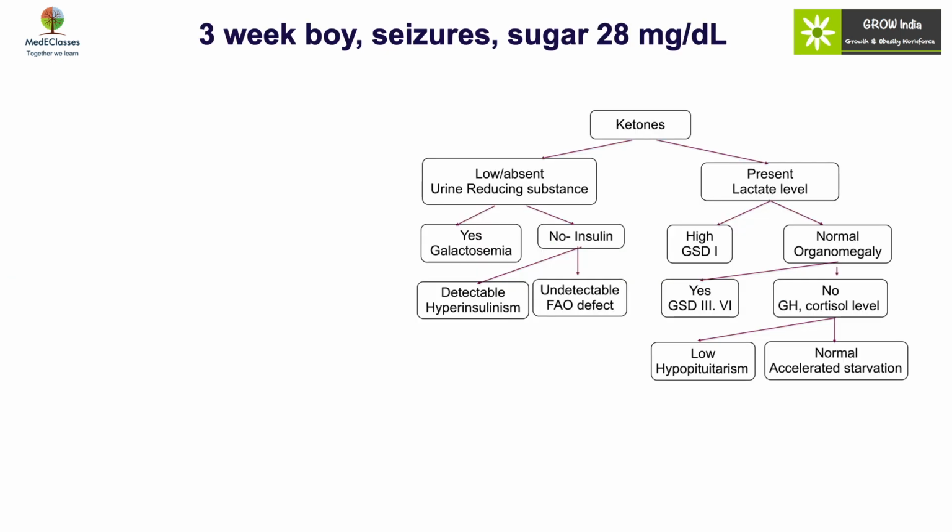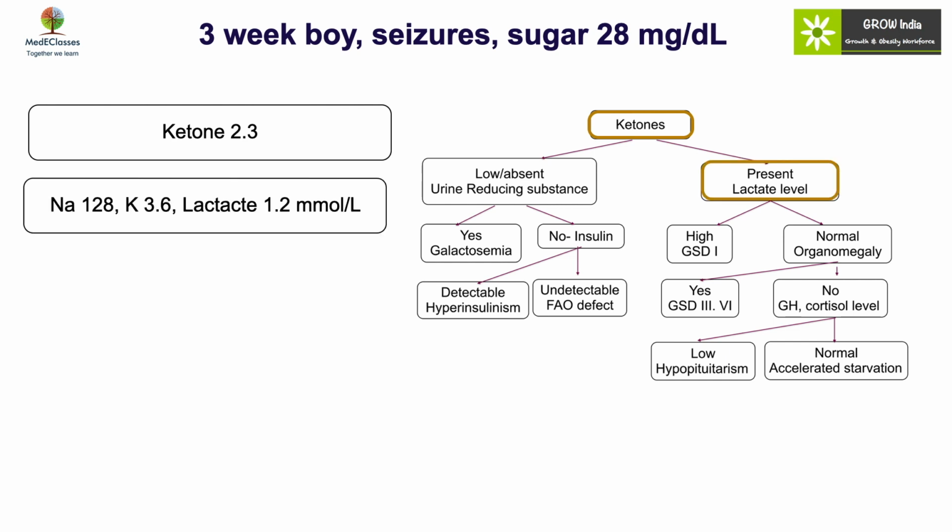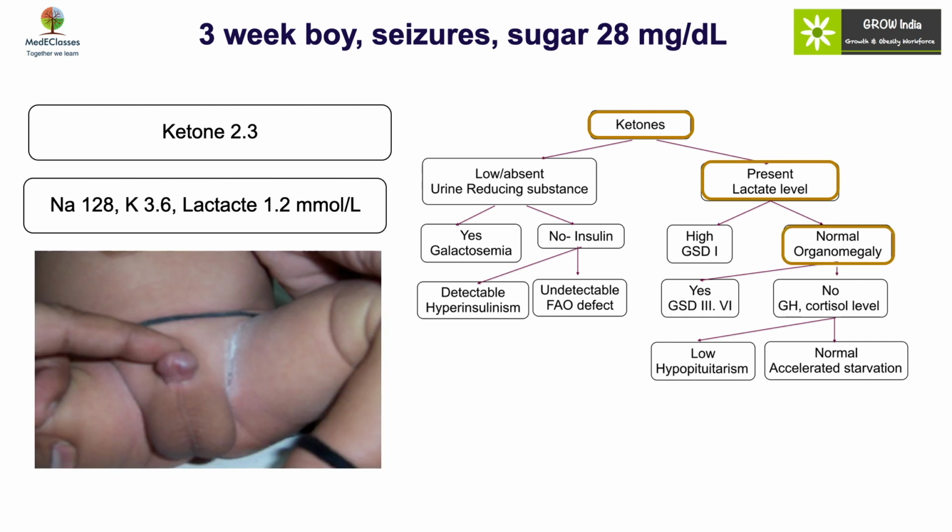Now we have a 3-week-old boy with seizures and hypoglycemia. So the first thing is to look at ketones, which are positive. So now we are dealing with the right hand side. Look at lactate. Lactate level is not very high. There is also hyponatremia. So what will cause hyponatremia in the setting of hypoglycemia in a newborn? So we are heading towards something important. Look at organomegaly. There was no organomegaly, but examination gave us a clue. The child had a micropenis. So this is a clear-cut case of hyponatremia, hypoglycemia, and very importantly micropenis.